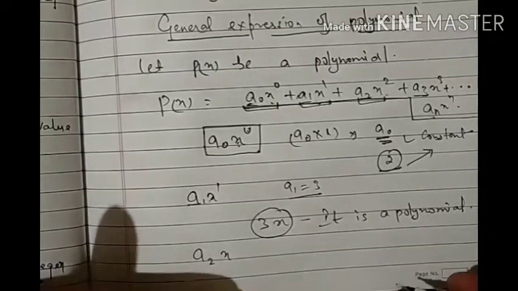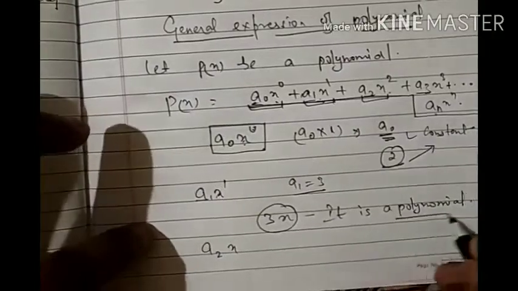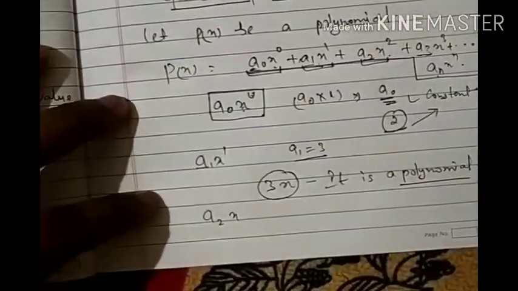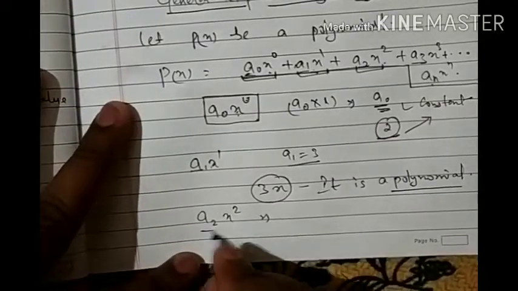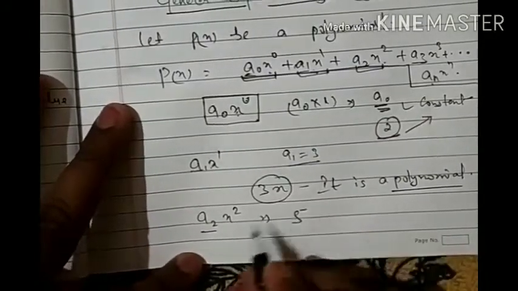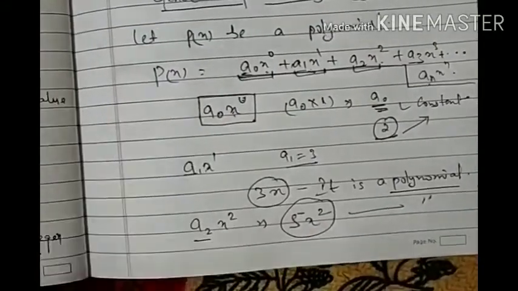We will discuss more about types of polynomial, that is monomial, binomial, trinomial, but here I am just writing it as polynomial. Third is a2 x square. Suppose let a2 equal to 5. What do we get? 5x square. This is again a polynomial.